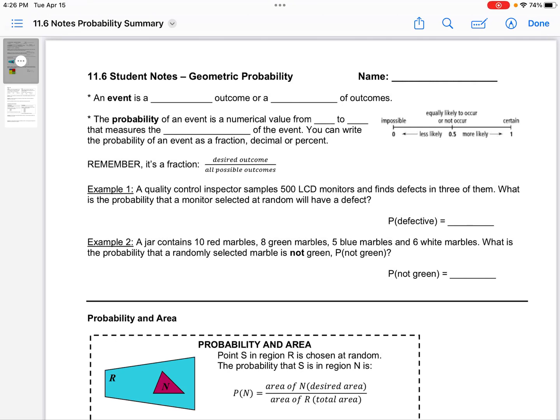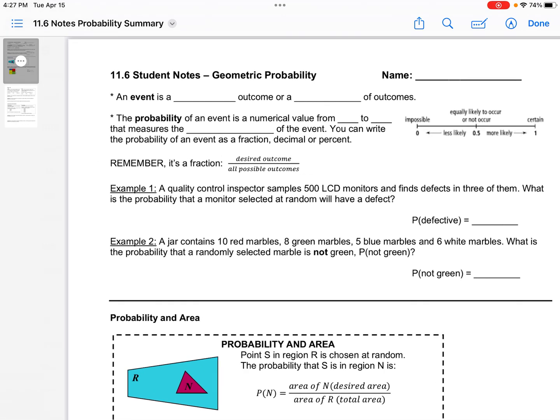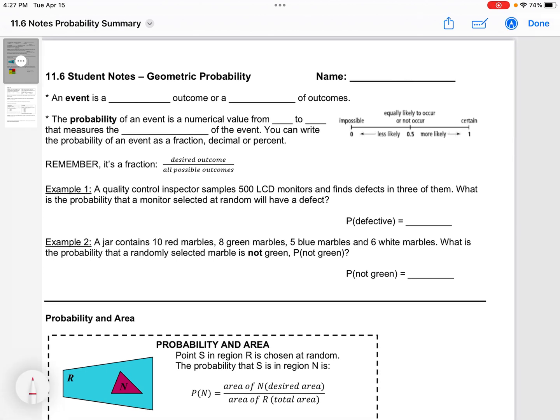Okay, we're going to do a quick review about geometric probability. So, some of the vocabulary. An event is a desired outcome. So something you want to have happened, or a set of outcomes.